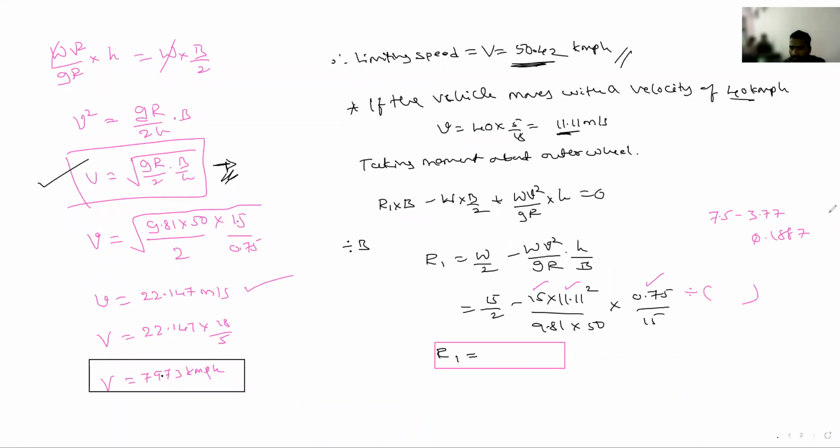7.31 is correct. This is the answer R1. Then how to get the value of R2? Total weight of the vehicle is W, so W minus R1 gives R2. R2 is equal to 15 minus 7.31, that is equal to 7.68 kilonewton.